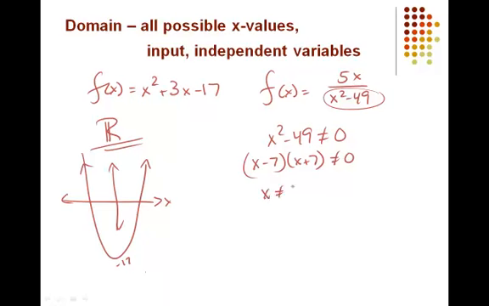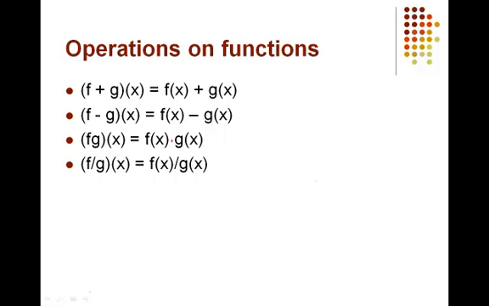Therefore, x cannot equal 7, and x cannot equal negative 7. So using our interval notation, we would say negative infinity to negative 7, negative 7 to 7, and then 7 to infinity. Okay, so there's a couple examples of domains. Now we can do certain operations on functions. Go ahead and take a minute and write this down, then I'll come back and talk about it.